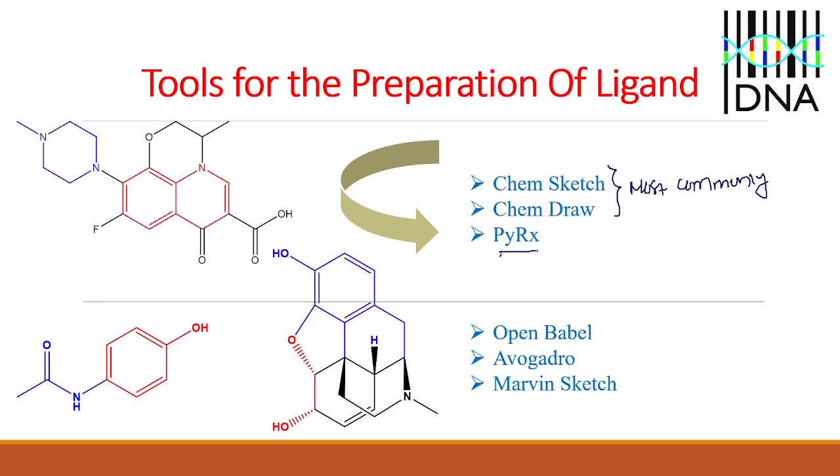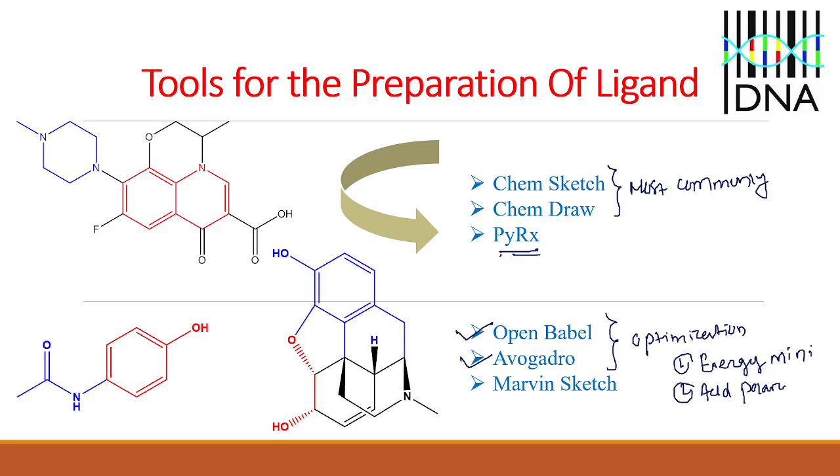So PyRx is also used for the preparation of the ligand molecule, but for optimization purposes. Optimization means, first, energy minimization, and second, addition of the polar hydrogens. We'll discuss briefly about all these things. These two tools, OpenBabel and Avogadro, are very important for your optimization. For the 2D structure generation, we can use ChemSketch and ChemDraw.